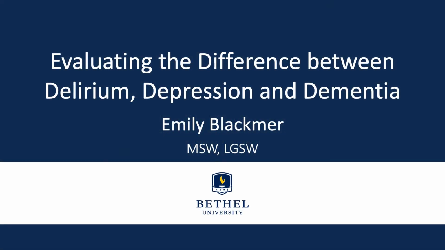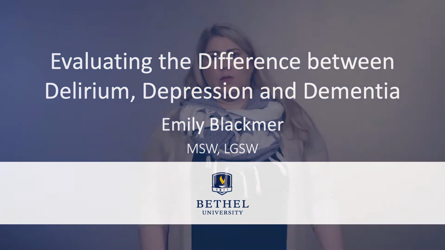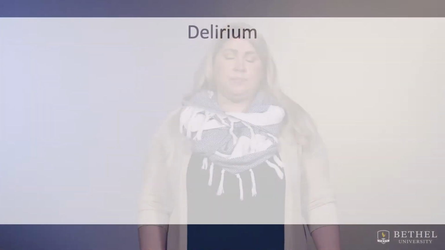Evaluating the difference between delirium, depression, and dementia. Delirium, dementia, and depression are the most common and yet most challenging diagnoses for older adults. Delirium itself is difficult to diagnose, dementia is challenging to treat, and depression increases with age normally. These syndromes overlap and can occur simultaneously.